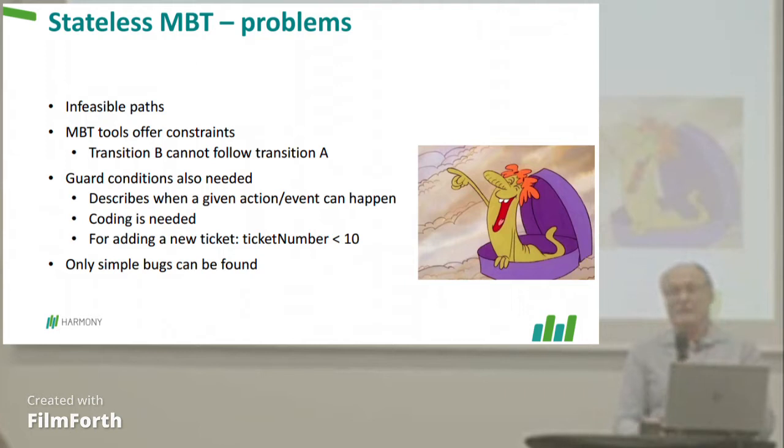For example, if the maximum number of tickets is 10, the guard condition is that the ticket number is less than 10. And another problem is that only simple bugs can be found because there are no states.